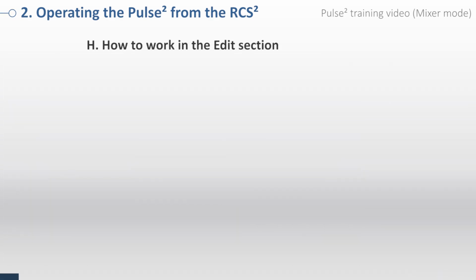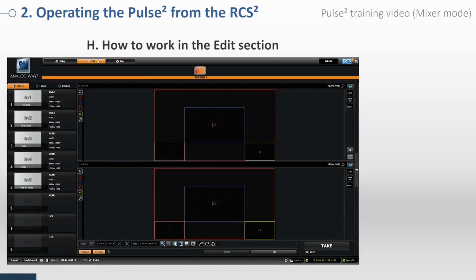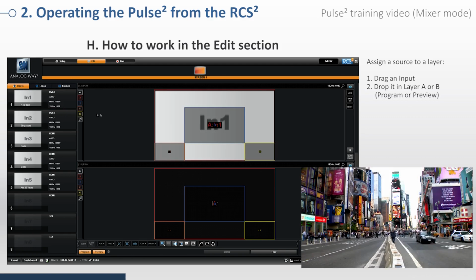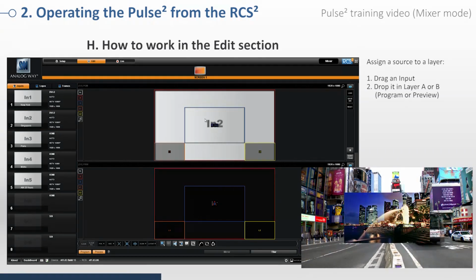How to work in the Edit section. Assign a source to a layer. To display an input into one of the available layers A or B, simply drag and drop the input from the left column to the layer on the chosen screen. You can assign or change the inputs directly on program as well as preview.